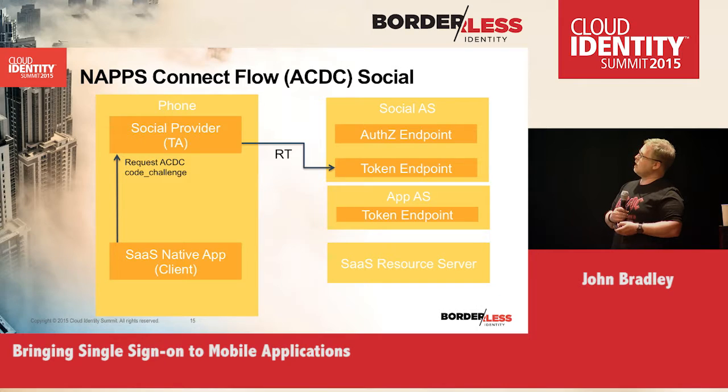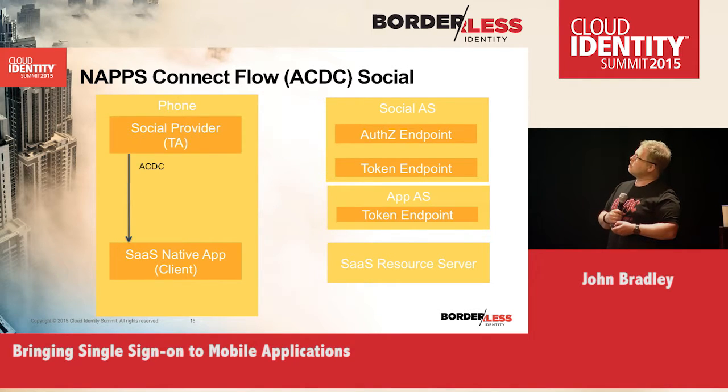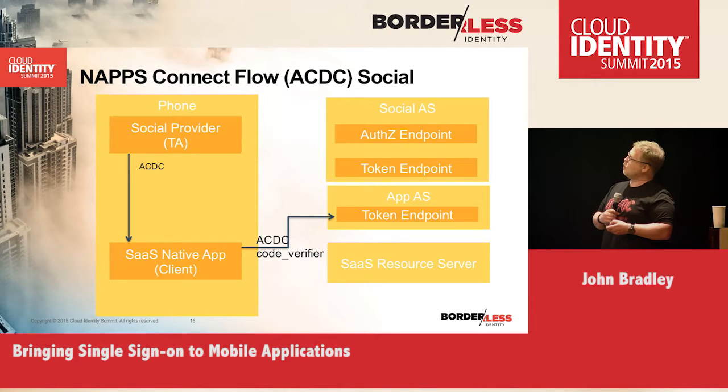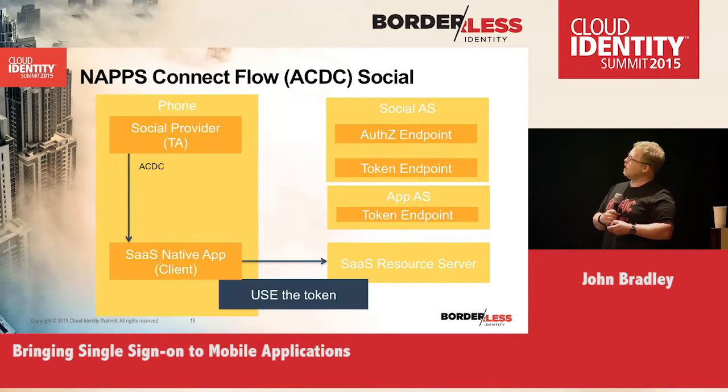So this could be any social provider. Google does this now on iOS with the functionality built into YouTube and a couple of the other Google apps, which apps can call to get tokens from Google. The social provider uses its refresh token to call its token endpoint, get an ACDC token, goes back, and then would make a call to its token endpoint with the code verifier to get access tokens.